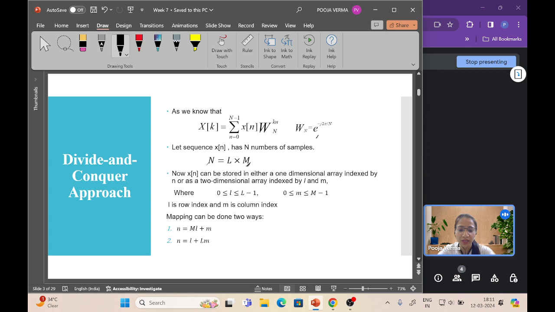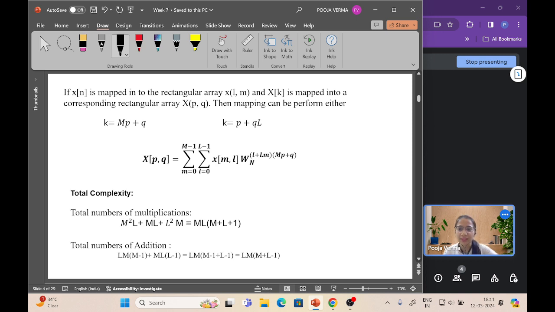The mapping of these rows and columns can be done in two ways. The first one is n equal to Ml plus m, which is the row-wise mapping, and the second is the column-wise mapping, where n is equal to l plus Lm. If x of n is mapped into the rectangular array x of l, m, and X of k is mapped into the corresponding rectangular array X of p, q, then the mapping can be performed either as k equal to Mp plus q, or as k equal to p plus Lq.